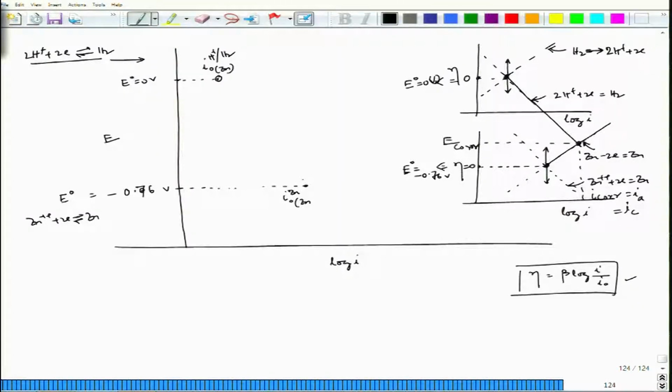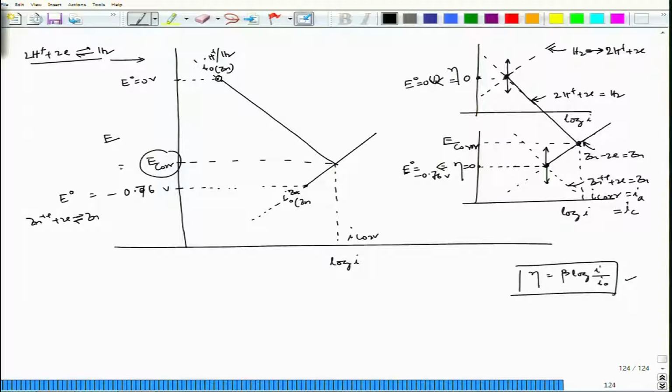So, if I try to plot here, so this is E corr and this is I corr. This is the crux of mixed potential theory. So, this potential is called mixed potential, and the system would like to stay here, and the corrosion of zinc would take place as per the rate decided by this I corr.